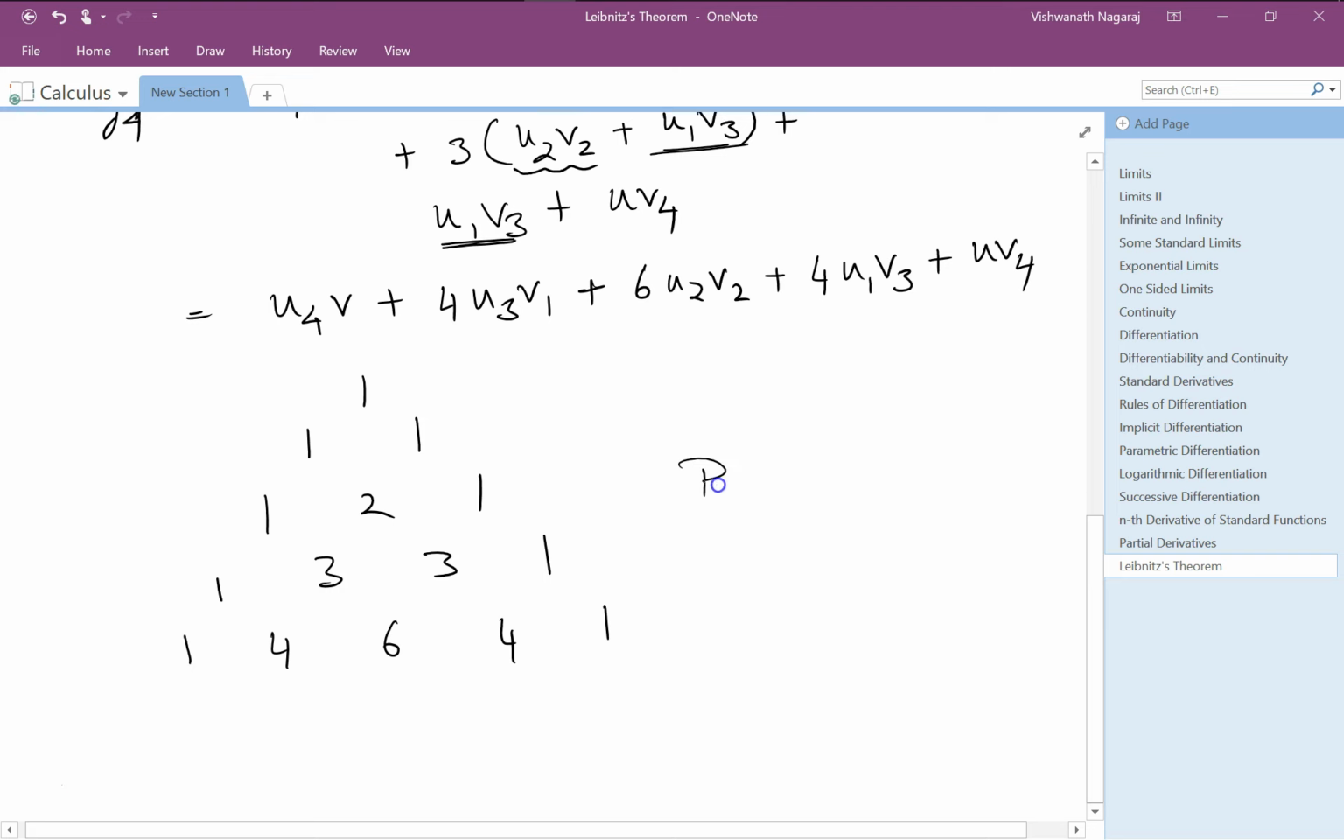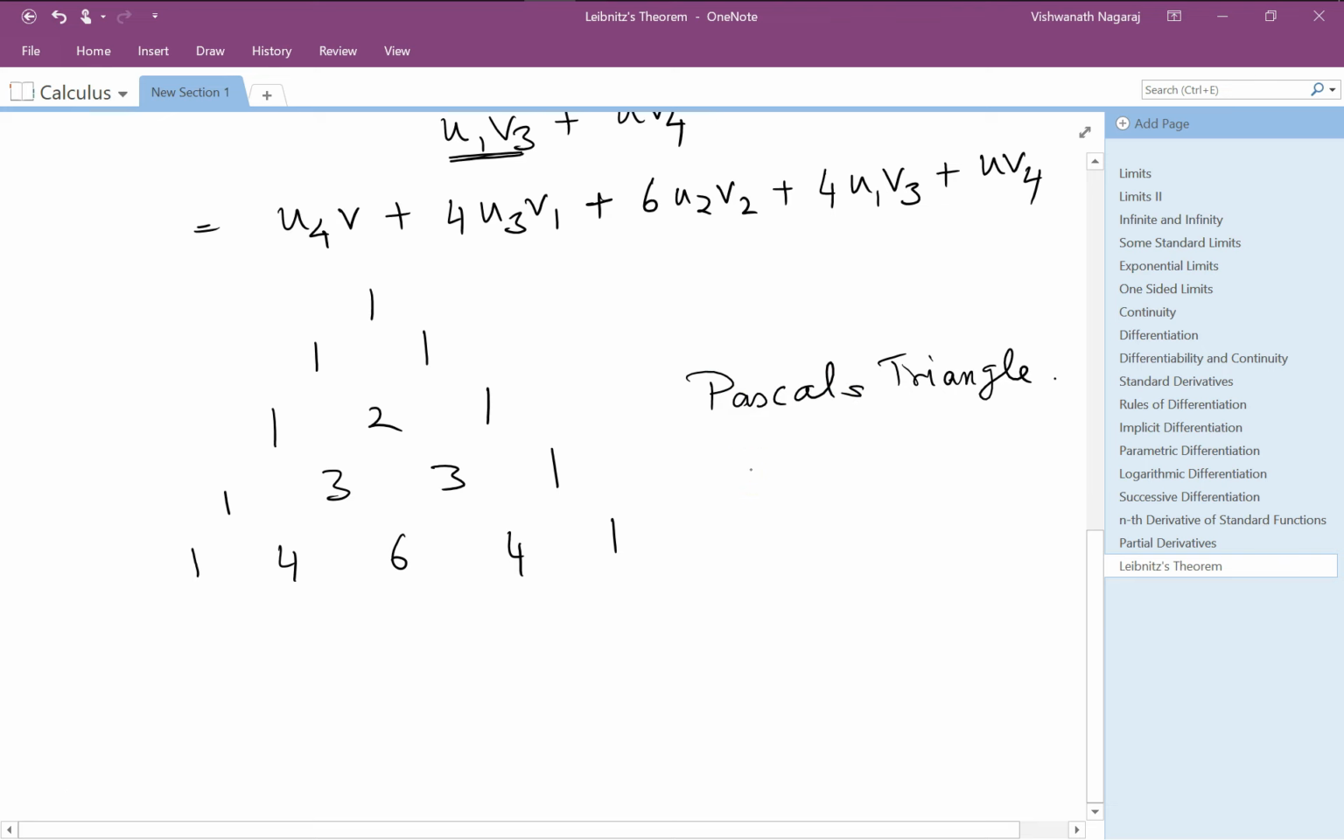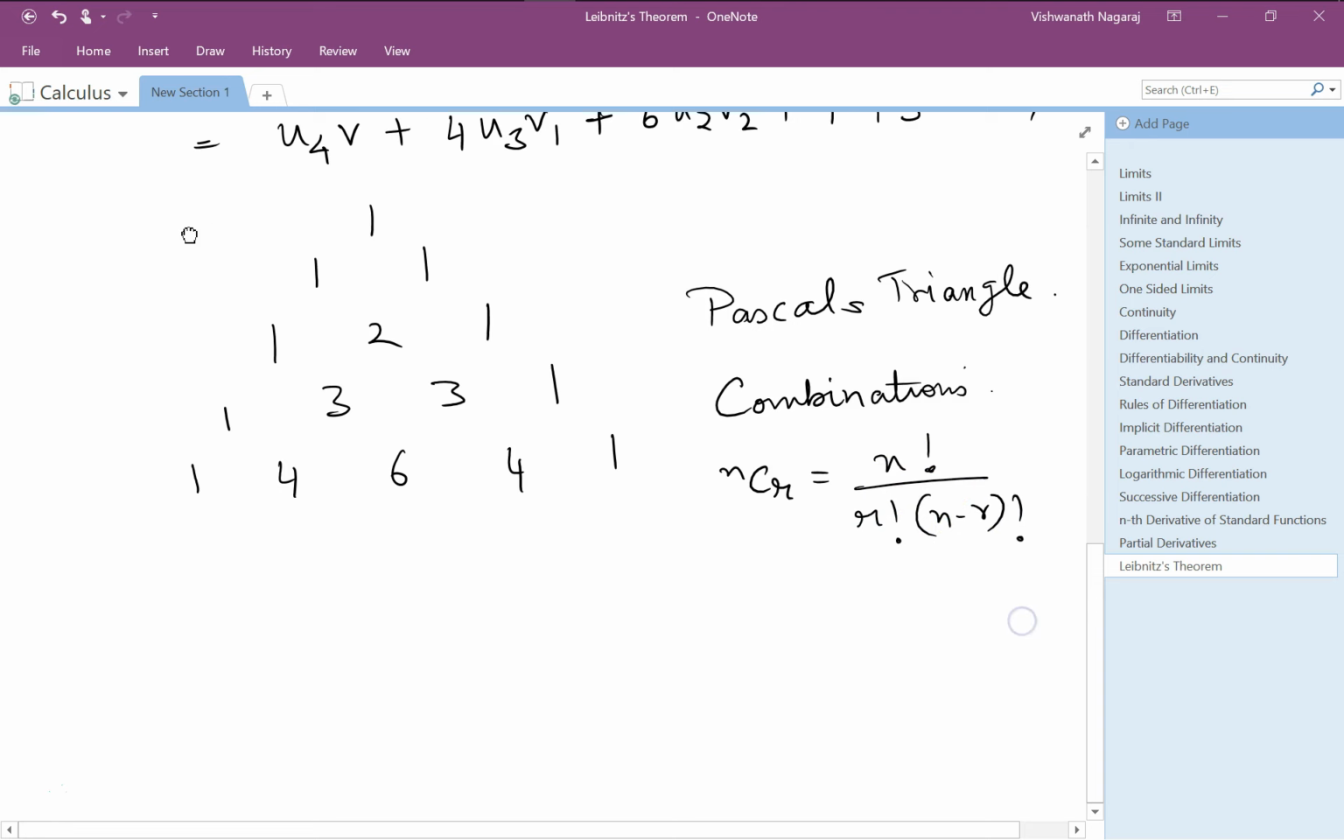Now what does this look like? This is called the Pascal's triangle, and you must be familiar with this. Here each one of these can be generated using combinations, from permutations and combinations. So nCr, whose formula is n factorial by r factorial times n minus r factorial. Remember, here n is 0 because it is the function itself. This is the first derivative, so n equal to 1, n equal to 2, n equal to 3, n equal to 4.